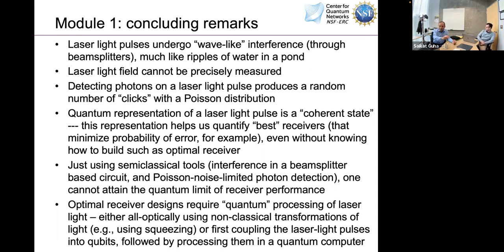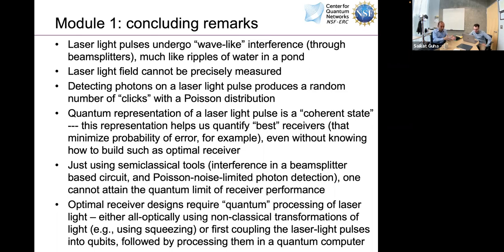Just using semi-classical tools, meaning this interference and Poisson shot-noise limited photodetection that we covered, the two physics topics I covered, one cannot attain in general the quantum limit of any sort of optimal receiver performance in most cases, except for special cases like the Dolinar receiver for coherent states. And the optimal receiver designs require some form of quantum processing of the laser light.